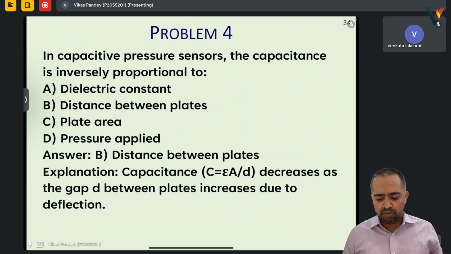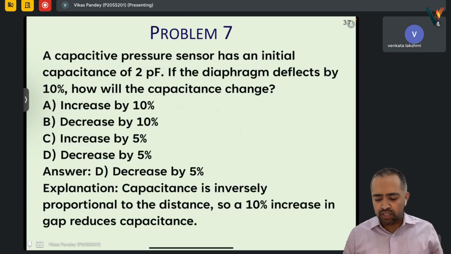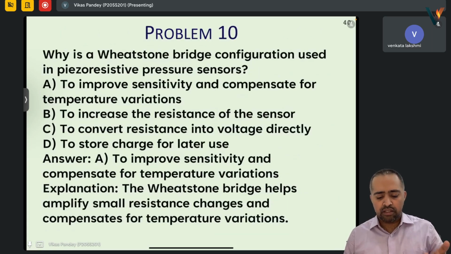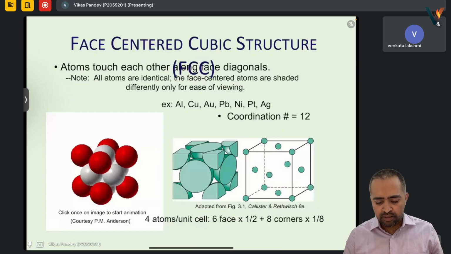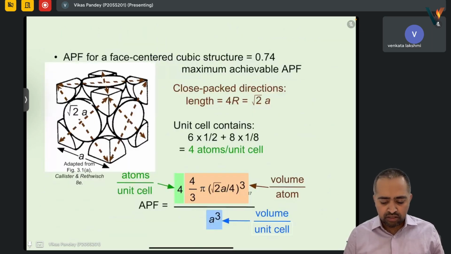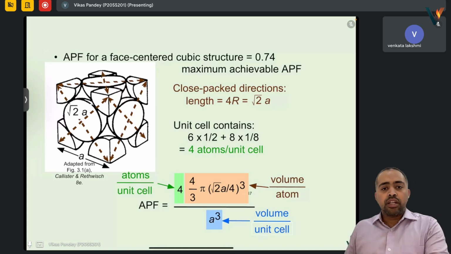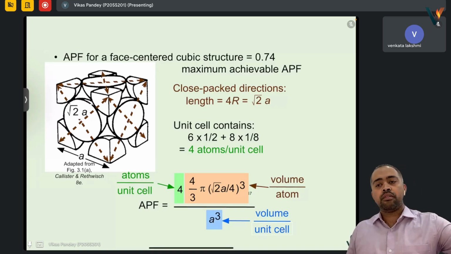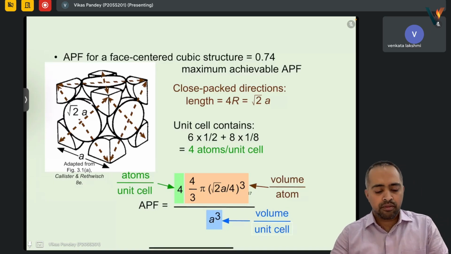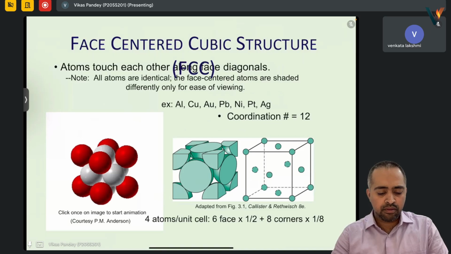We have some problems. Anyway, I'll just put this aside since we have very little time today. And you wanted the crystal structures, right? So let's discuss some of it. Any questions still here? No, sir. So should we start with this? Yes, sir. Okay.